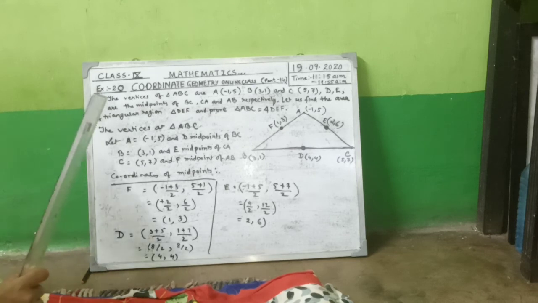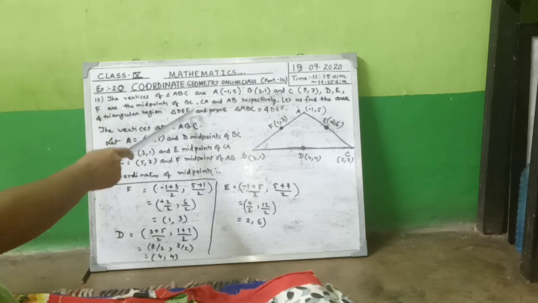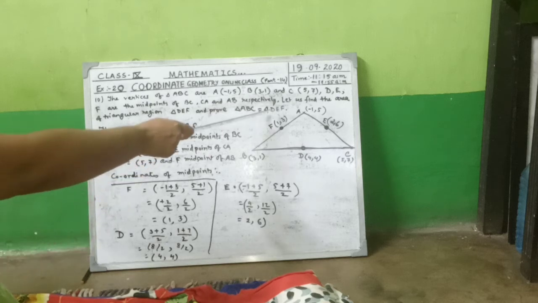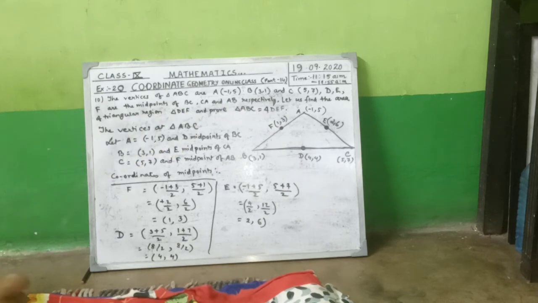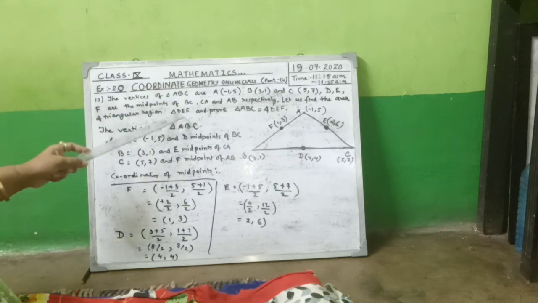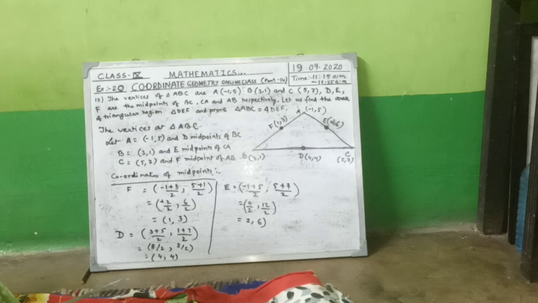Let us find the area of the triangular region DEF and prove that triangle ABC is equal to 4 times DEF. Alright children? Now, this sum has 3 parts. First, you have to find out the midpoints. Then you have to find out the area of the triangular region DEF. And then you have to prove that triangle ABC is equal to 4 times DEF. So, very easy. Take it very lightly.